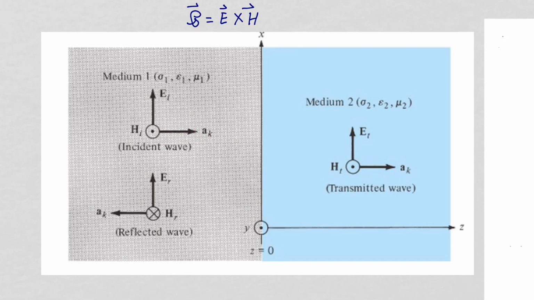The reflected wave is traveling in the minus z direction, so when the electric field is in the plus x direction, the magnetic field has to be in the minus y direction, so that E cross H, the power flow, is pointing in the minus z direction. Finally, for the transmitted wave, which is propagating in the plus z direction, when the electric field intensity is in the plus x direction, the magnetic field intensity will be in the plus y direction.